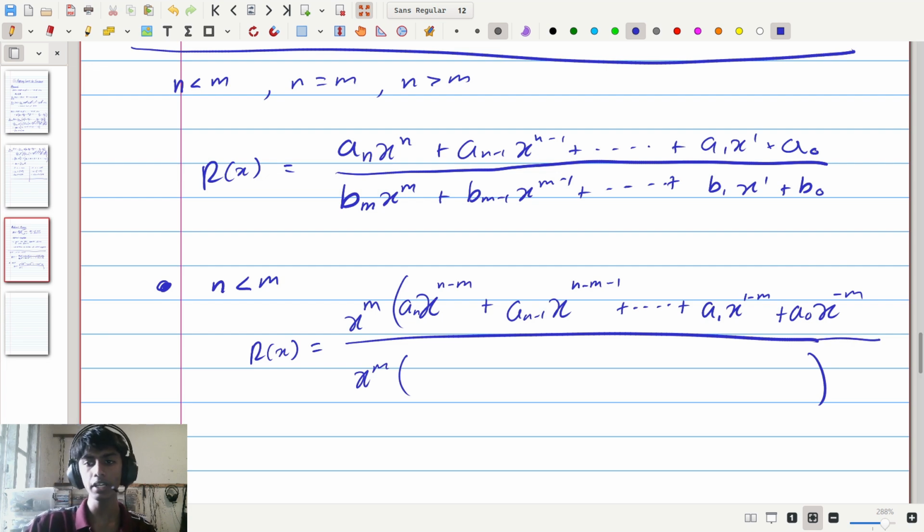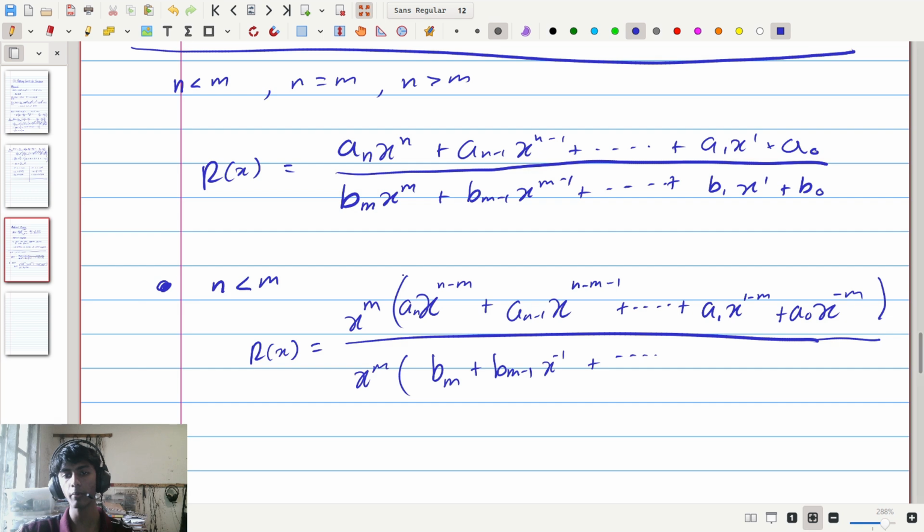And then on the denominator, similarly, we have another factorization we need to do. If we start factorizing x to the power of m's out, over here we have b sub m x to the power of m, taking an x to the power of m out, we have just b sub m. Plus, the next thing here is going to be b sub m minus 1. And then dividing this by x to the power of m, we have x to the power of m minus 1 minus m, which is going to be x to the power of negative 1. So I'm actually going to write that as x to the power of negative 1. Plus, dot dot dot, a bunch of terms in the middle.